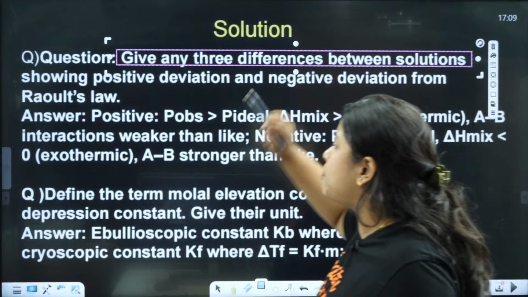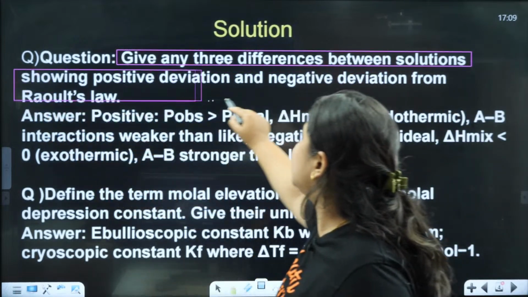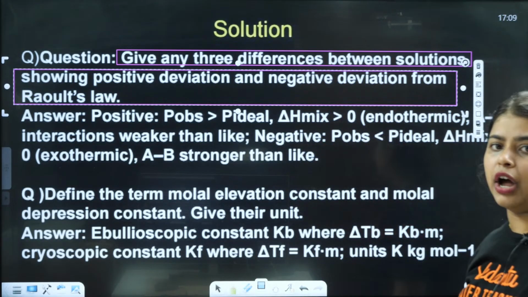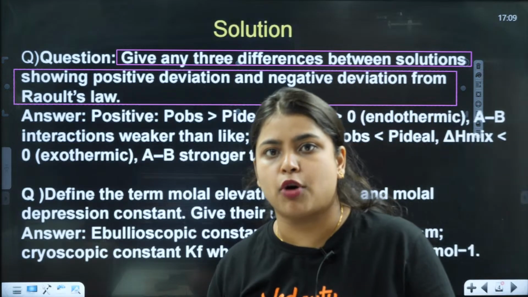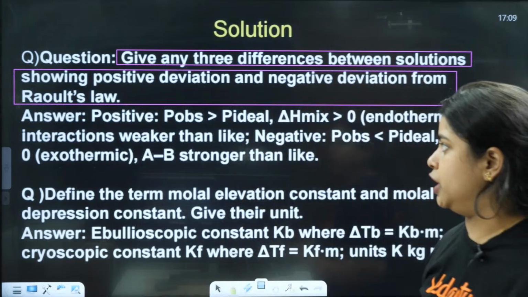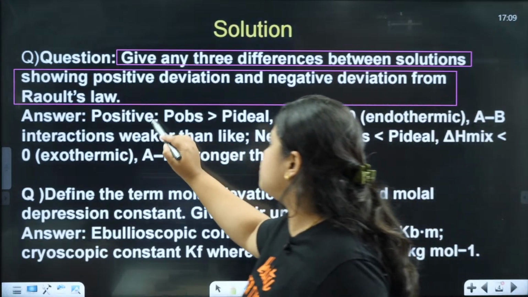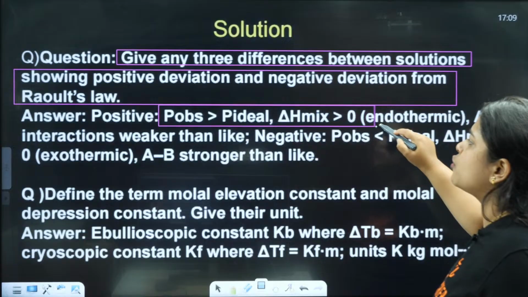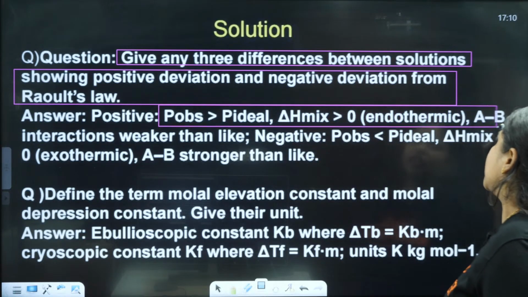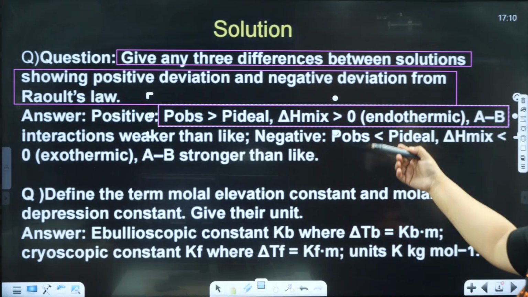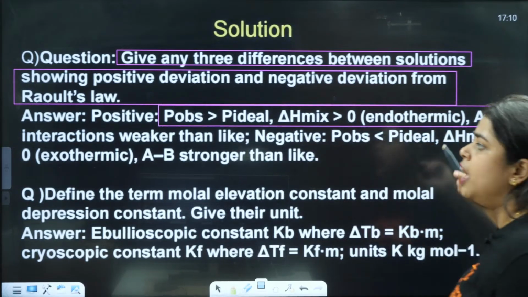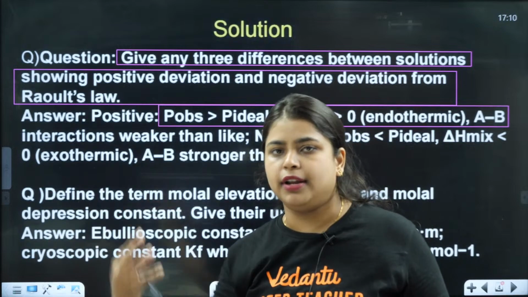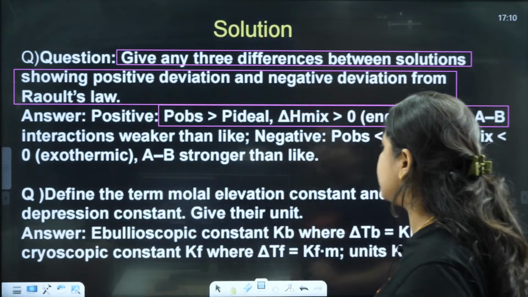Solutions showing the positive deviation and the negative deviation from the Raoult's law. Okay, so what will be that? Positive deviation means the delta H, the change in enthalpy, is greater than 0. That is going to be endothermic. If it is endothermic, it means heat is being absorbed from the surroundings. That is called an endothermic process.